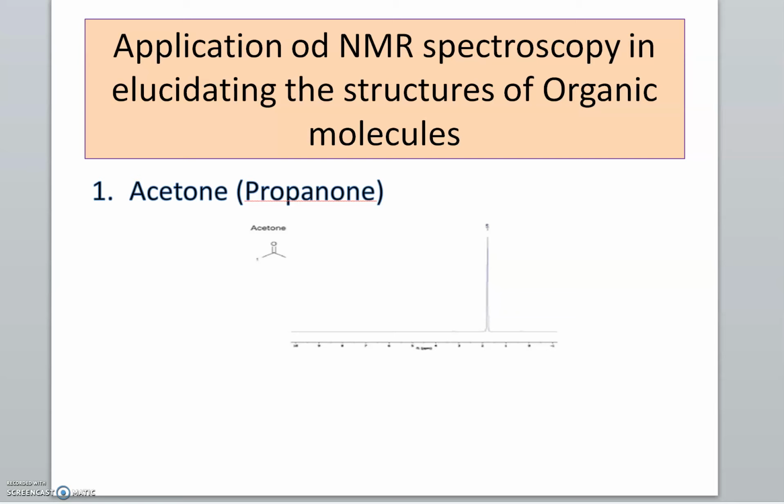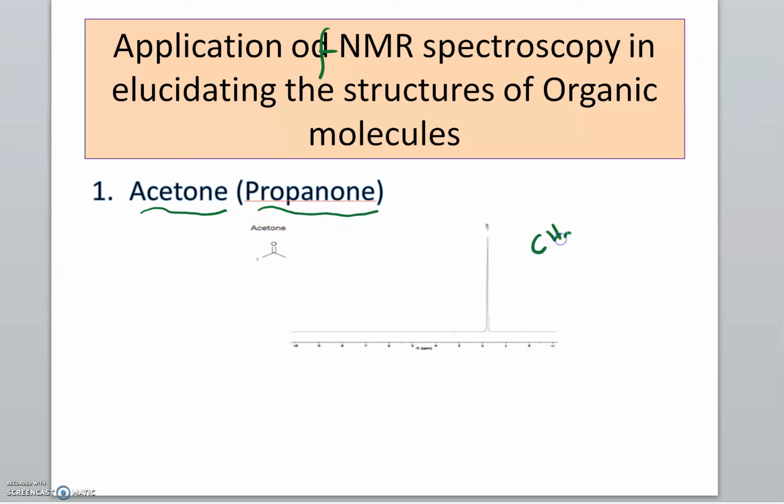In the last video, we are going to discuss the application of NMR spectroscopy in elucidating the structure of organic molecules. Some simple molecules are discussed here. How can we determine the structure of a compound from NMR spectroscopy? First is acetone, also known as propanone.